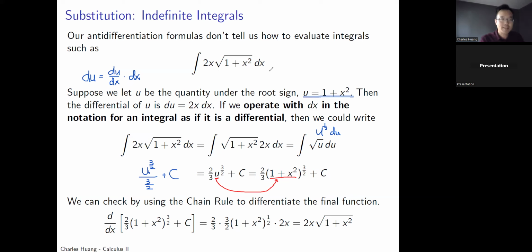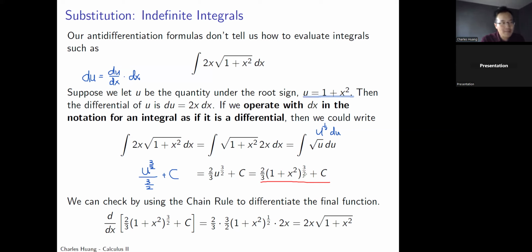So that's the process. And at the very beginning, when you're not very familiar with the idea of antiderivatives, what I'll recommend you to do is to take the derivative of your answer. Once you found your answer, take the derivative to see if you get the integrand, the function inside.